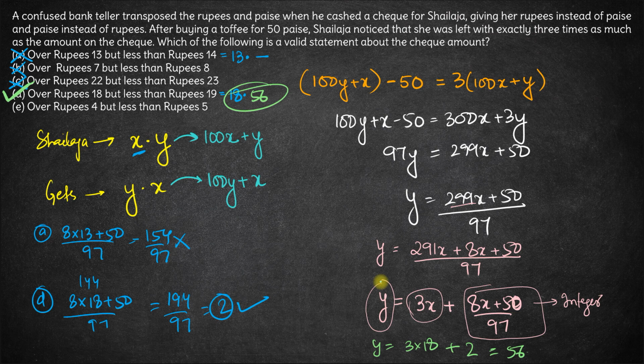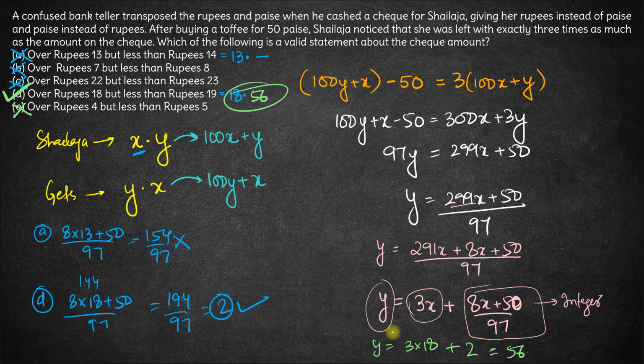Now remember, this is not the only possible value of the check amount. Since we have one equation and two variables, there will be many values of x and y which will satisfy this condition, right? But we just have to figure out which of these 4-5 options is correct. Even option E will not give an integral value for this fraction. So out of the options, only the fourth option D is correct, right?